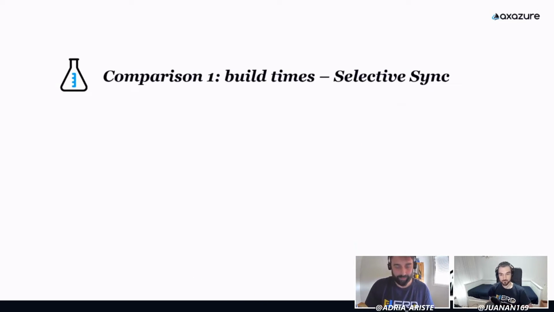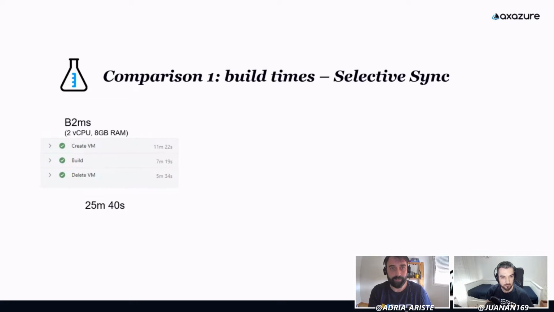Okay. Here we are. So, I think that this is one of the interesting parts of what we've done, just seeing how it compares, for example, on running times with a regular build VM. Okay, so first of all, we've run this on a B2MS size VM, which is 2 virtual CPUs and 8 gigabytes RAM.